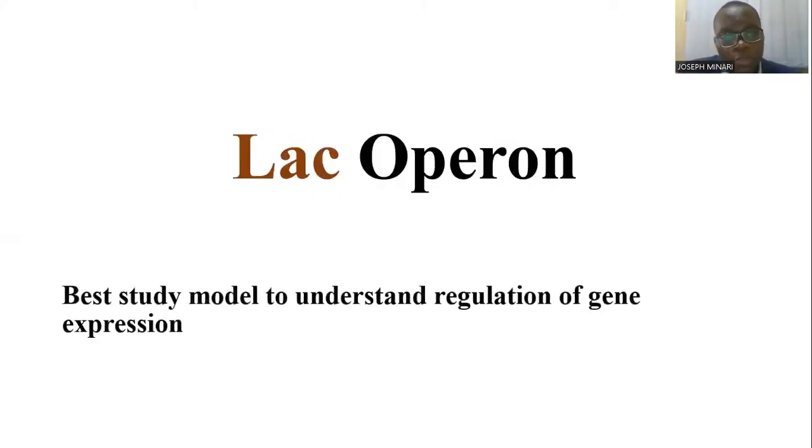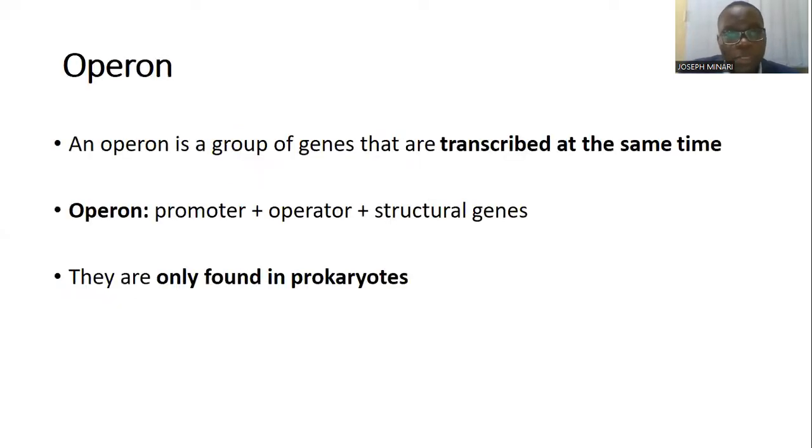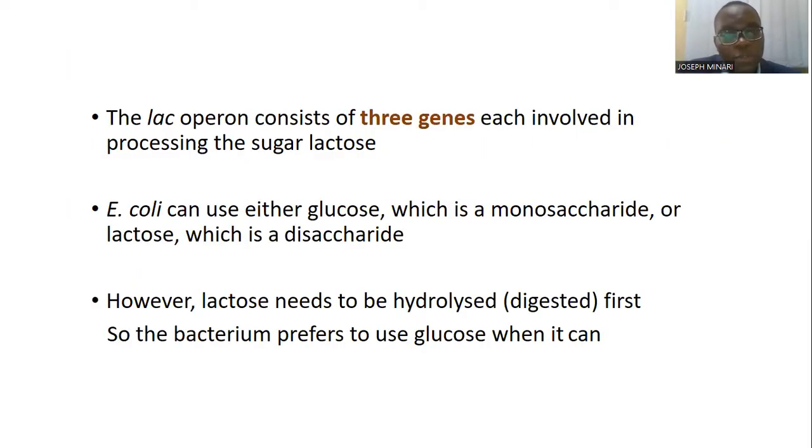Today, I want to talk about the Lac Operon. The Lac Operon is the best study model to understand regulation of gene expression. An operon is a group of genes that are transcribed at the same time under the influence of a promoter, majorly found in prokaryotes. The Lac Operon consists of three genes, each of them involved in the processing of lactose.